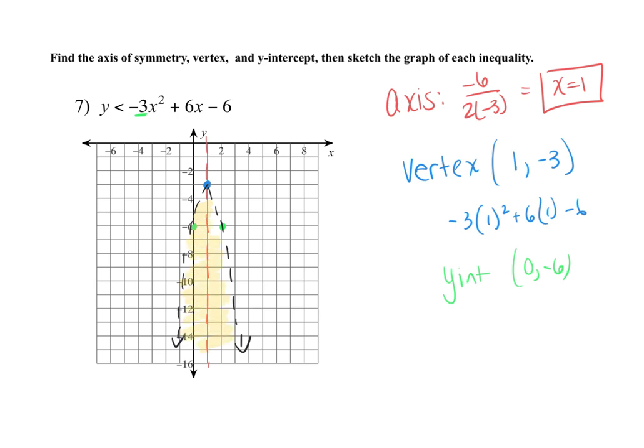Less than is not always inside. Greater than is not always outside. It depends on which way it's facing, right? If it's facing up and it's greater than, that would be inside. If it's facing down and it's less than, that would be inside. So you just have to pay attention.